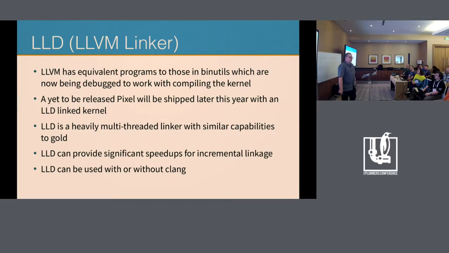It's LLD. Oh, okay. Yeah. There's also LLDB, which is the debugger. Unfortunately, the names are hard to say, and it's like LVM and LLVM. People get those two mixed up as well. The namespaces collide.